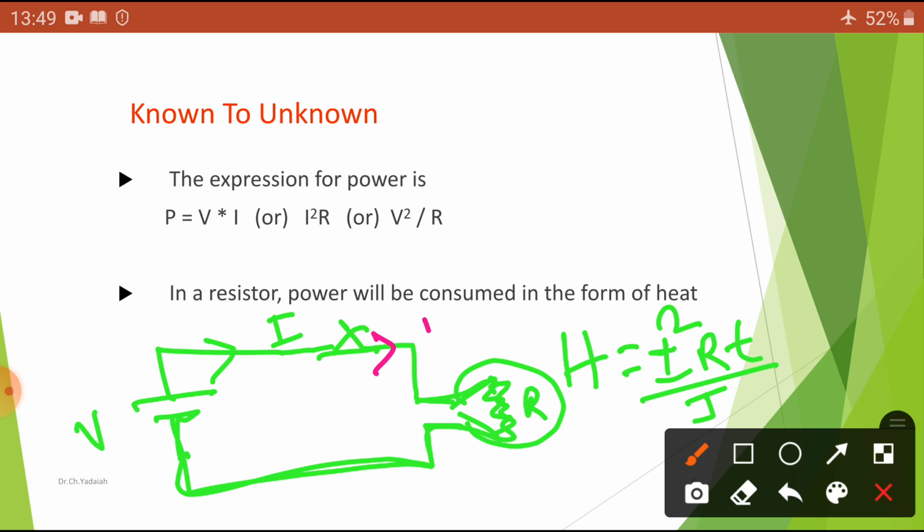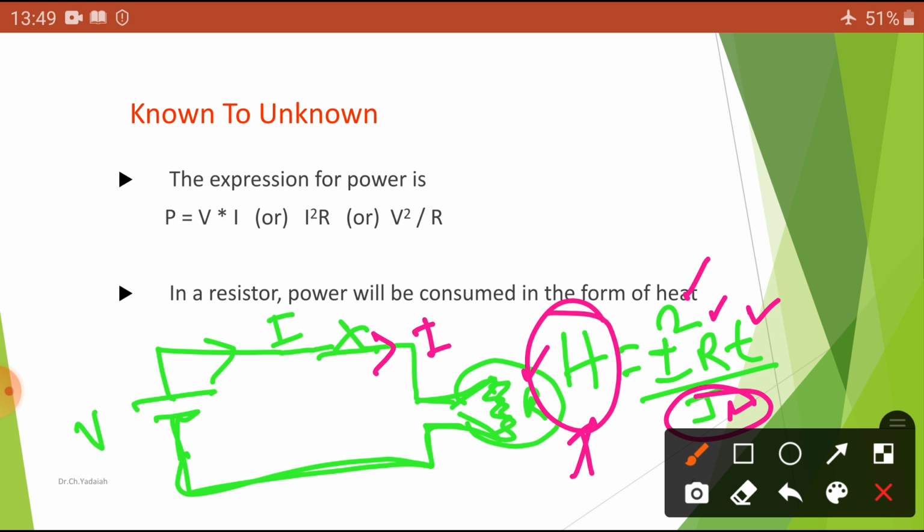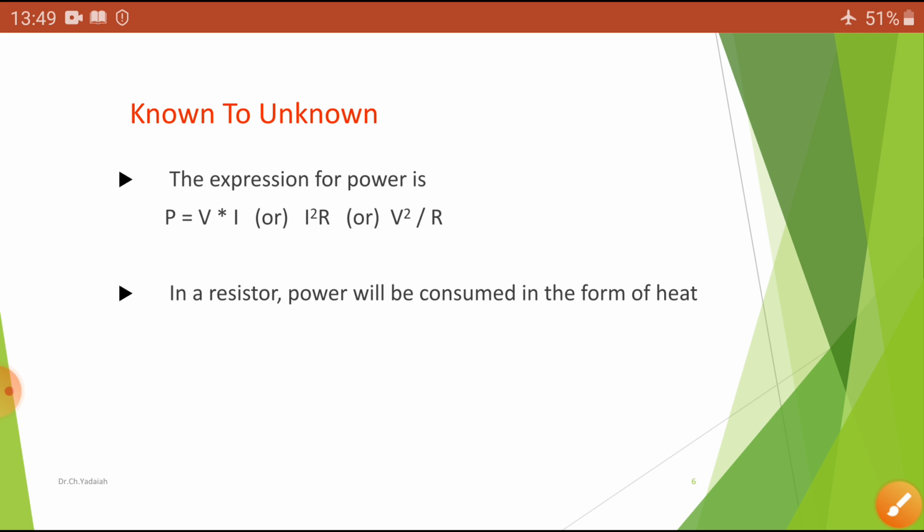I is the current flowing through the circuit, R is the resistance of the bulb in the incandescent lamp, and T is the time for which you are performing the experiment. J is the Joule constant, 4.2. Based on this, the heat will develop. In pure resistance, whenever the current passes through the resistive material, it produces heat energy. That heat is dependent upon the square of the current, the resistance of the element and the time, and the Joule constant, which is only a constant. So in a resistor the power will be consumed in the form of heat energy.